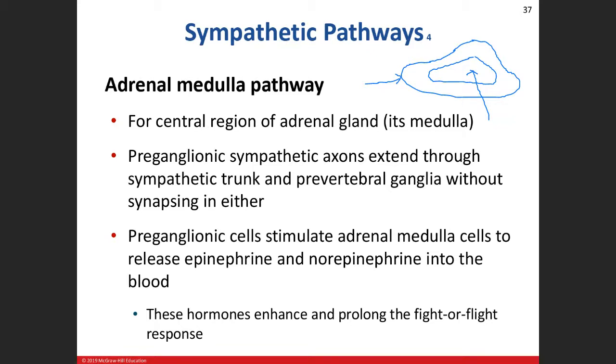Okay? So what happens here is preganglionic neurons will enter into the sympathetic trunk. They will not synapse with the sympathetic trunk. They will not synapse in a prevertebral ganglia. They go directly to the adrenal medulla, okay? And they will directly stimulate what are called the neurosecretory cells that live inside the adrenal medulla, right? They will directly stimulate the release of epinephrine and norepinephrine.